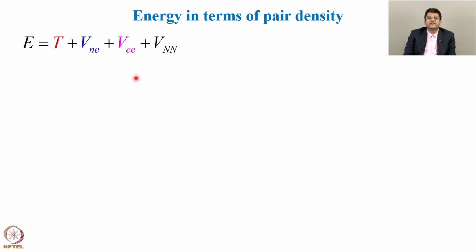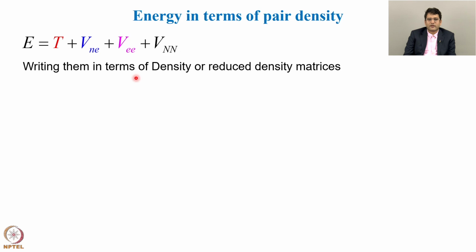Now, how can I write this energy? This T, VNE and VEE have the same definitions as the previous ones, in terms of reduced density matrices.